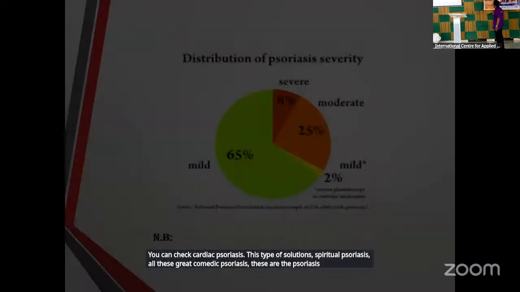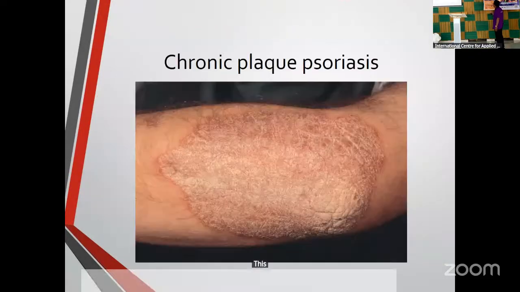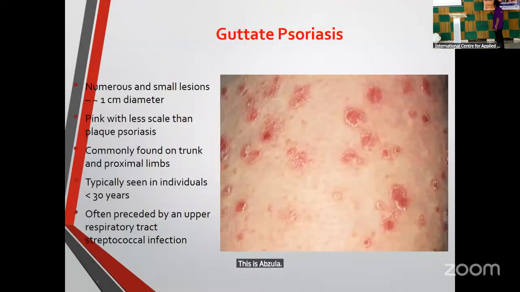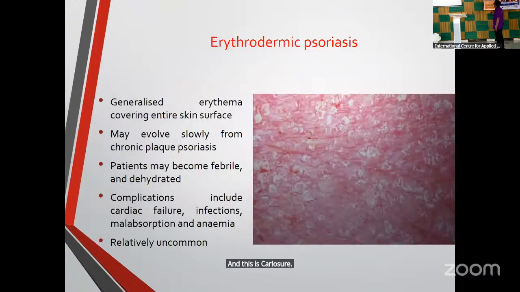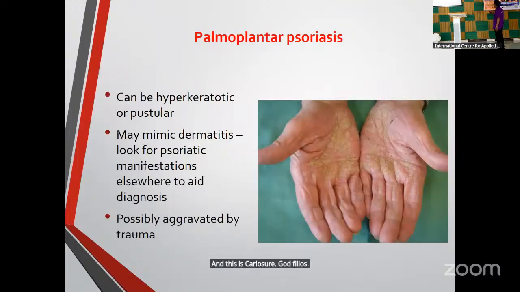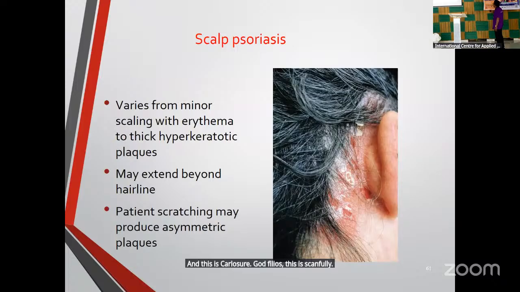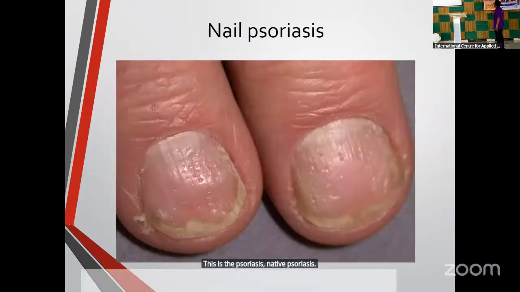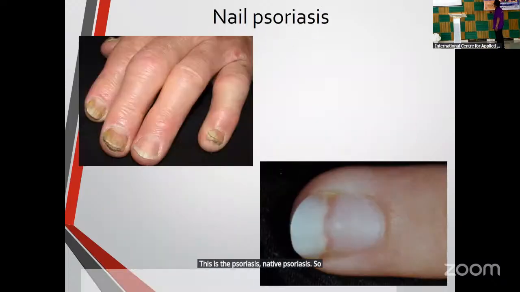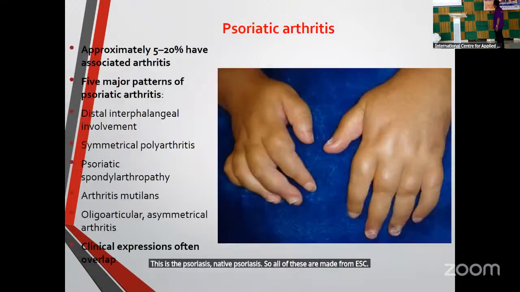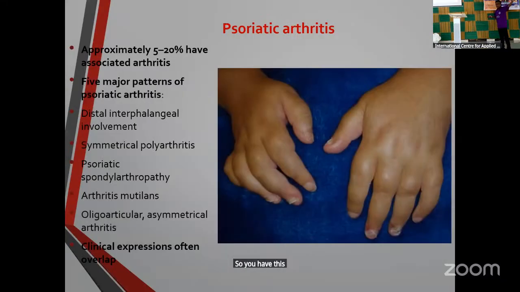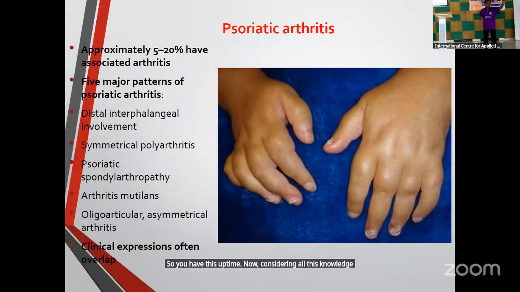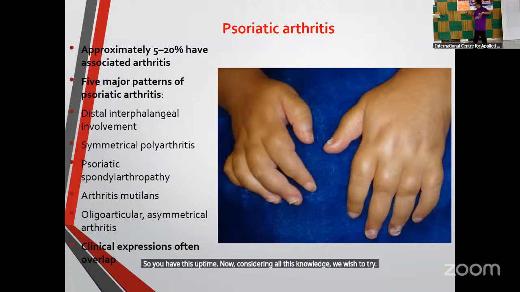This is also palmoplantar psoriasis, and this is scalp psoriasis. This is scalp psoriasis. This is nail psoriasis. All these are nail psoriasis. And this is psoriatic arthritis. Psoriatic arthritis. Now, considering all this knowledge, we wish to formulate a mathematical model.